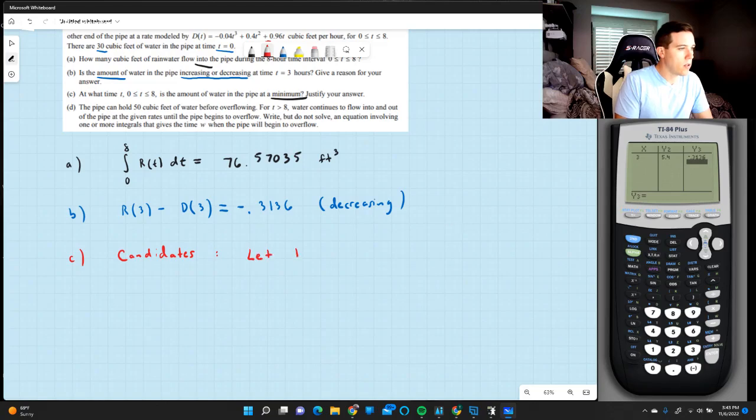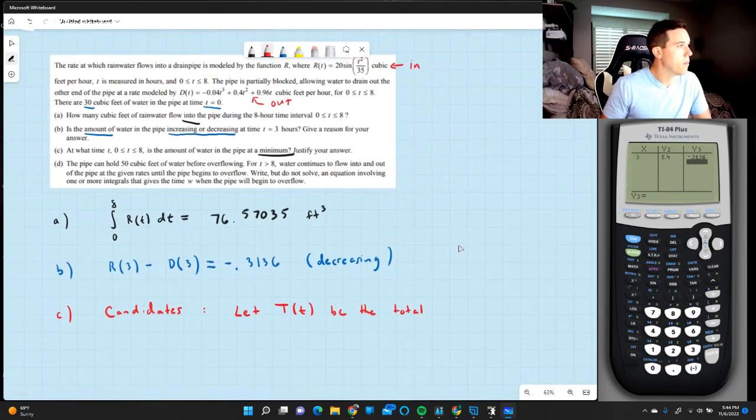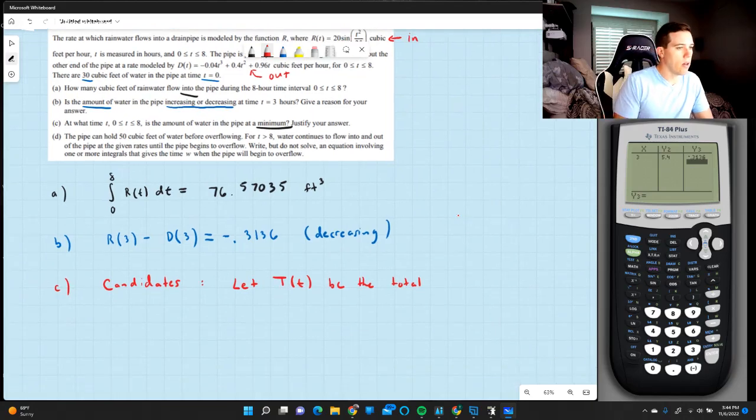Let T of t be the total amount of whatever this problem is dealing with: the rate at which rainwater flows into and out, the total amount of rainwater in the pipe. So I'm just going to let T of t be the total amount of rainwater. Why do I do this? So that when I'm doing the candidates, I have an easy way to talk about the candidates.